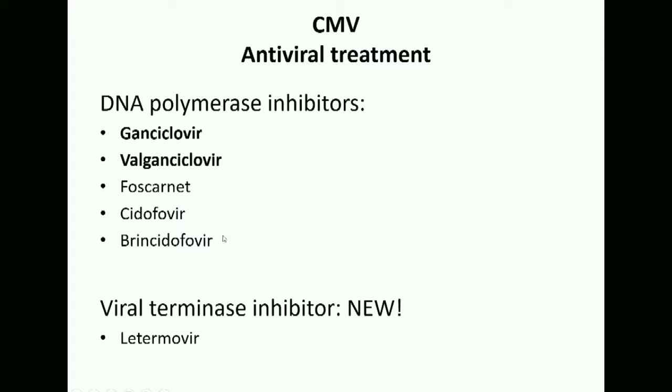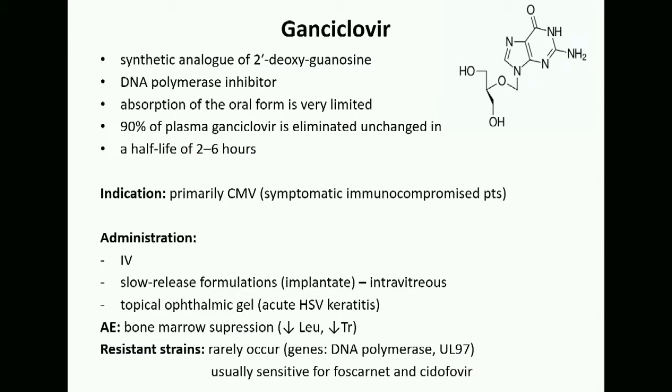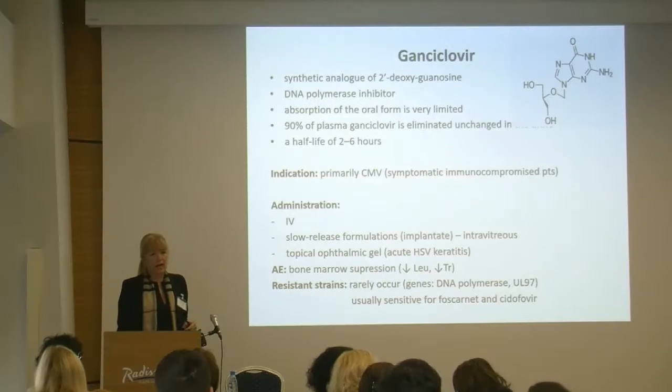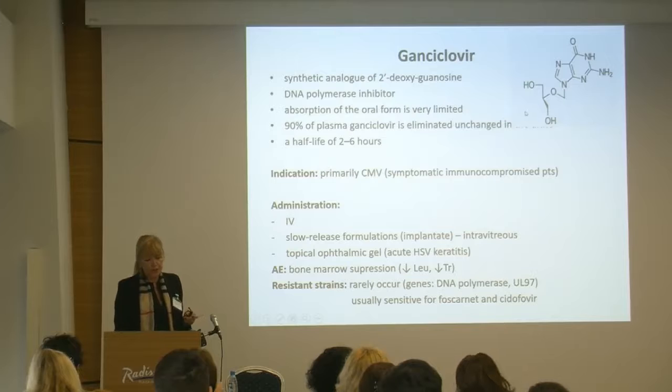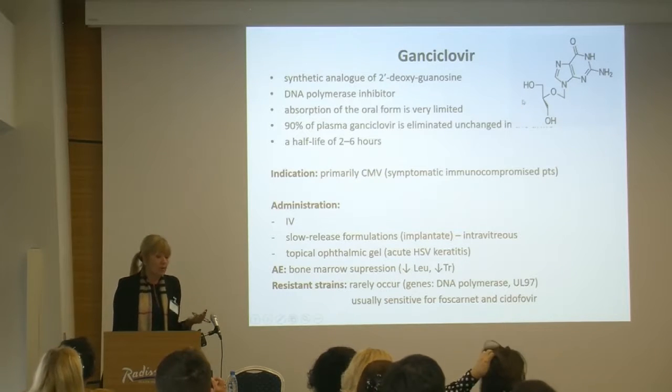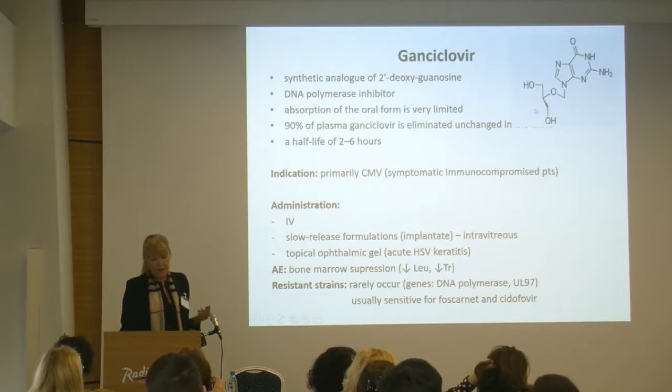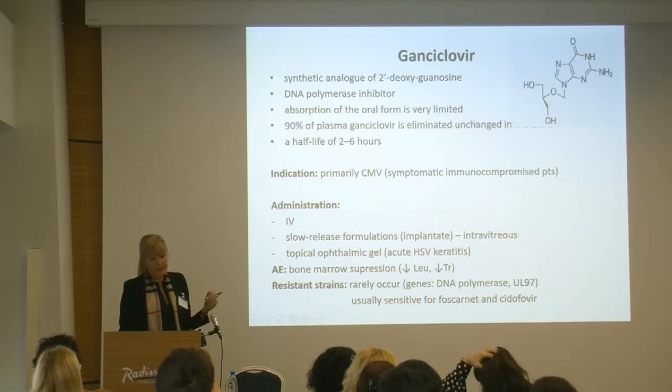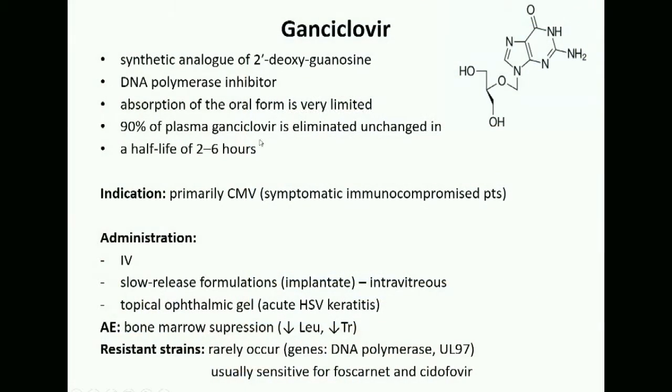And just a touch of new things that are coming. We do have a new one, a viral terminase inhibitor, which I'll just briefly mention. So ganciclovir is the usual drug that is given for treatment of systemic CMV disease, cytomegalovirus disease, in symptomatic immunocompromised patients. This is a DNA polymerase inhibitor.